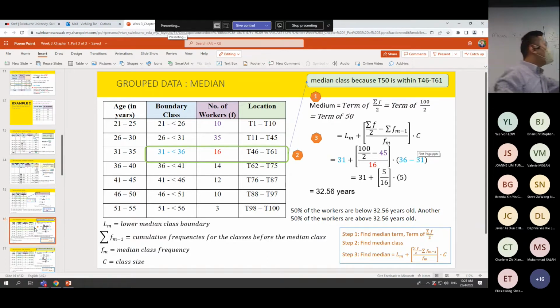First step is to make sure that the classes are already changed to boundary classes. First step, very important: make sure that there is no gap between two classes. So we have to use the boundary class. So far so good.